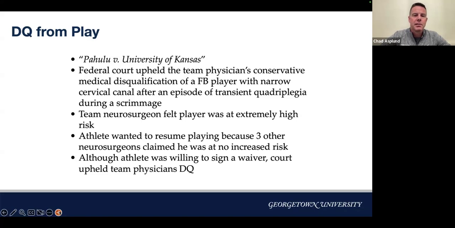But ultimately, in the end, the court upheld the team physician's disqualification, saying that the team physician ultimately has the right to make the right decision for the team, the athlete, and the institution.